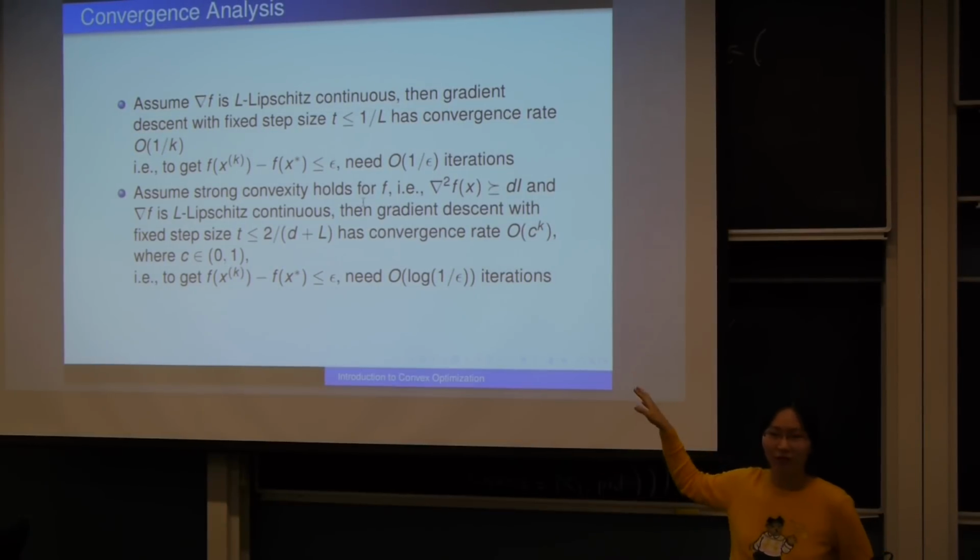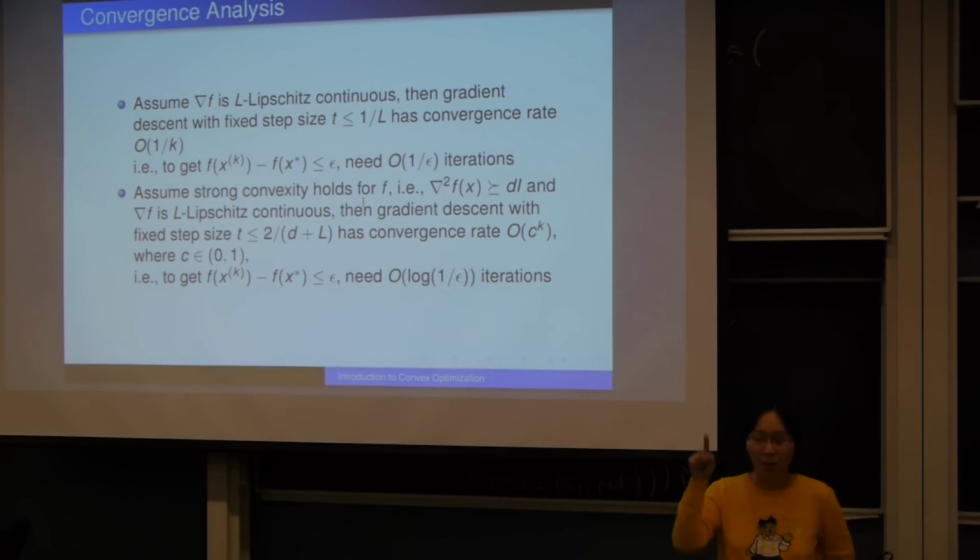There are two convergence analyses. First, if the derivative of f is L-Lipschitz, then gradient descent with a certain step size will have convergence rate O(1/k), which means if we want the function value at the kth iteration to be epsilon close to the optimal value, then we need O(1/epsilon) iterations.